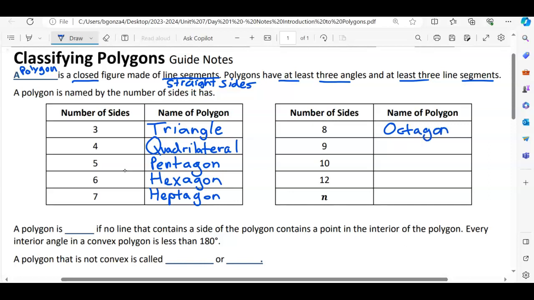Number 9, this kind of sounds like 9, and it's a nonagon. None of your business. Nonagon. Okay, and then 10, take a guess, 10 sides.